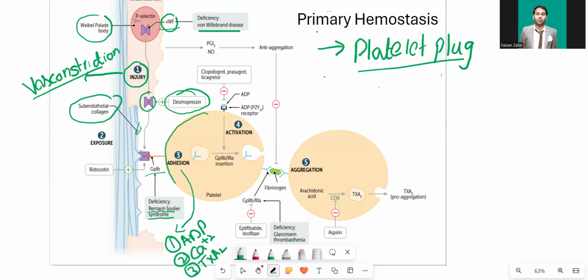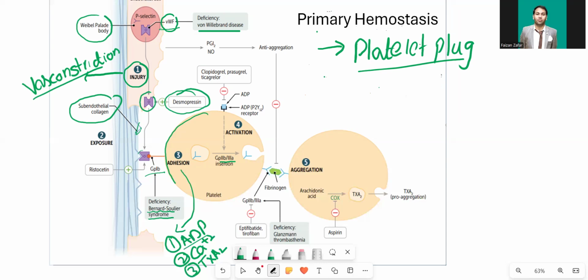After the adhesion, this ADP will bind with the ADP receptor that is present on the surface of the platelet, and it will induce the expression of GP2B3A on the surface of the platelet. So ADP induces insertion of GP2B3A on the platelet surface. What do clopidogrel, prasugrel, these kinds of drugs do? They inhibit the ADP-induced expression of GP2B and 3A, right?